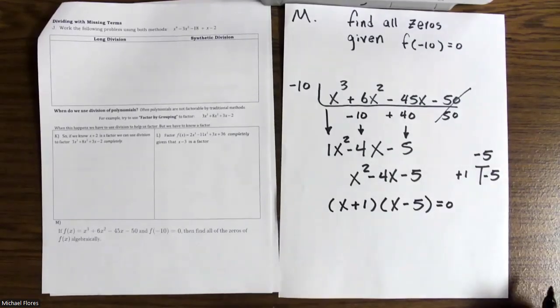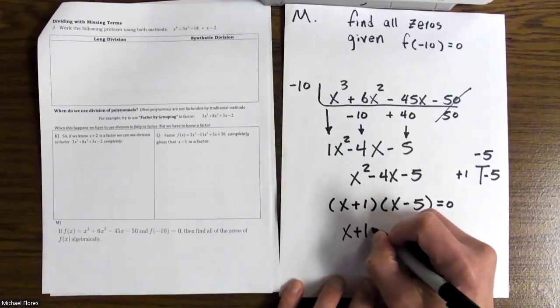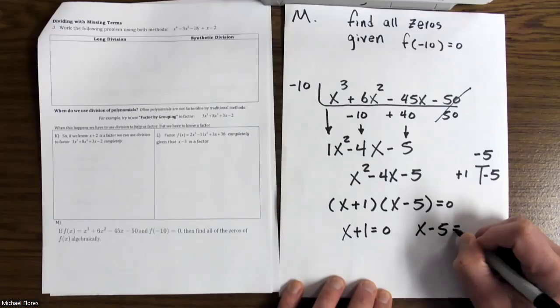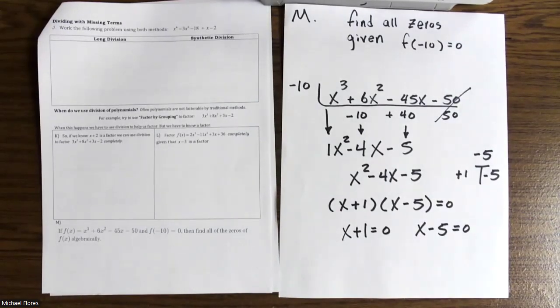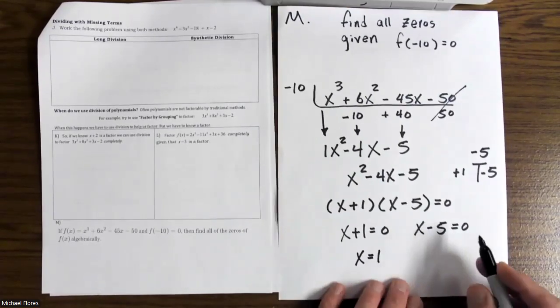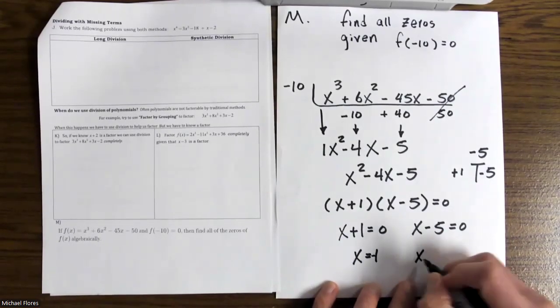It wants us to find the zeros. So that means once you factored, set them equal to 0 and solve for x. Here you'd have to subtract 1. Here you'd have to subtract 1. So that should be -1. Here you'd have to add 5.